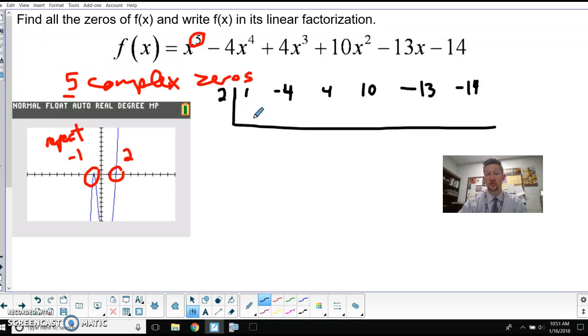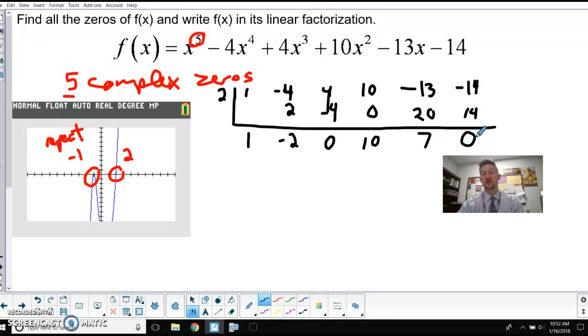The way this process works, if you remember from Algebra 2, I drop down the first number, 1. I multiply the number out here, the zero, times that number, so 2 times 1 is 2. Then I add -4 plus 2, so I get -2. Then I repeat the process. Multiply, 2 times -2 is -4. Add, I get 0. Multiply, 0. Add, 10. Multiply, 20. Add 7, multiply 14, add 0, and that's the key. If I get 0 at the end, that means I have a 0 remainder, which means the number that I plugged in is a zero of this function.